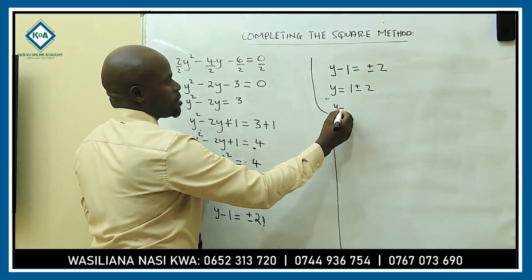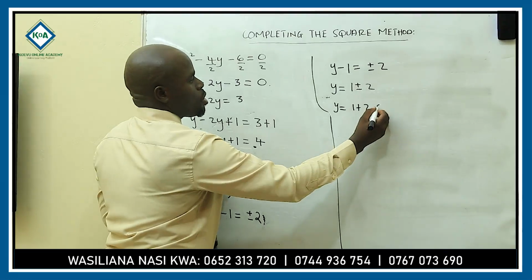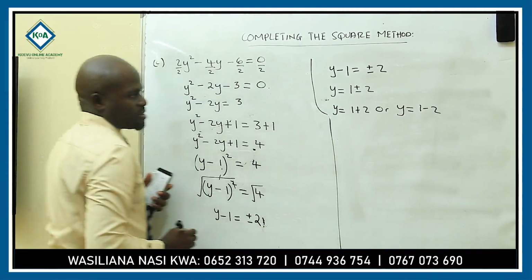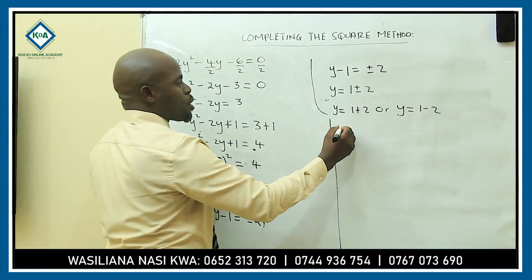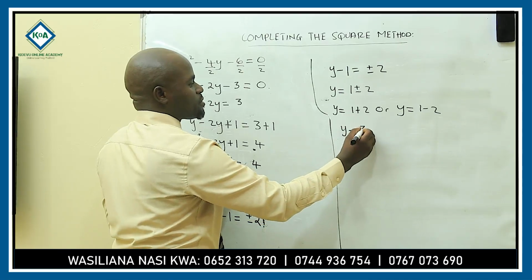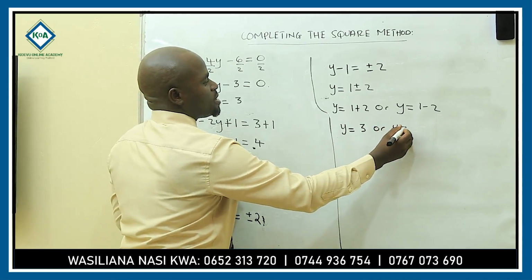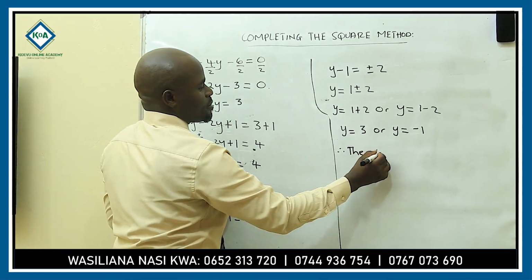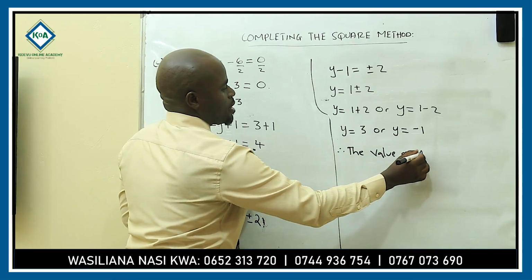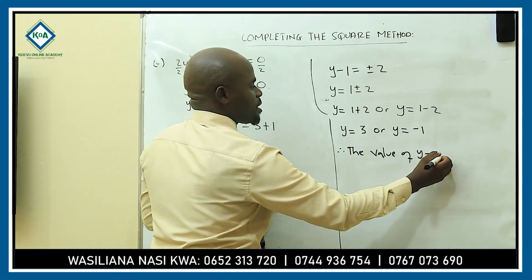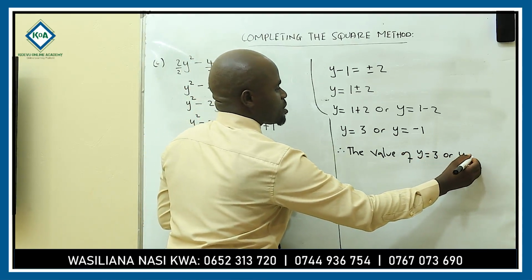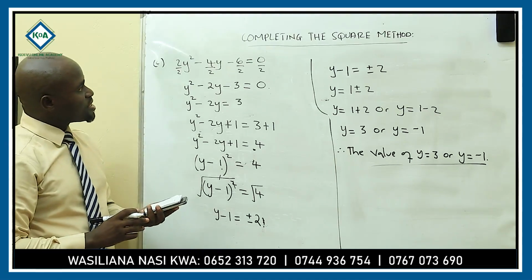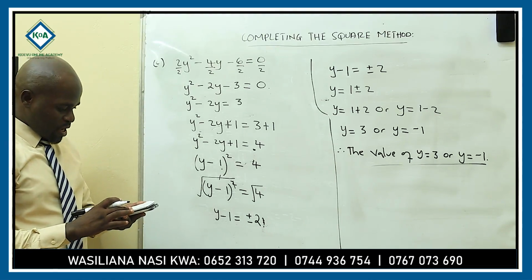So y will be equal to 1 plus 2, or y will be equal to 1 minus 2. Yes. So then y is equal to 1 plus 2 is 3, or y is equal to 1 minus 2 is negative 1. So therefore, the value of y is equal to 3, or y is equal to negative 1. Yes. So this is how we can solve quadratic equations by using the completing the square method.